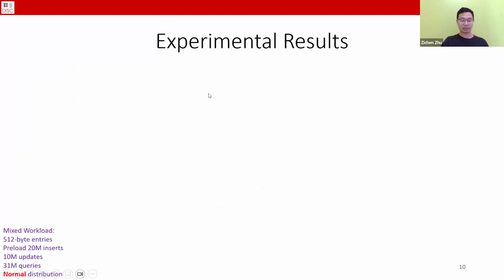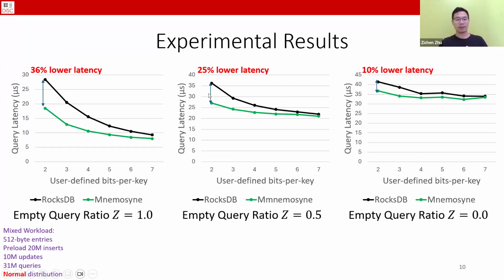In the next experiment, we only compare Mnemosyne with RocksDB. This is because in the earlier experiment, we still assume Monkey knows the prior knowledge of the workload. We somehow fed this workload info to Monkey. But in real world applications, we cannot feed workload information to the system because we do not know the workload in advance. That's why we only compare Mnemosyne with RocksDB.